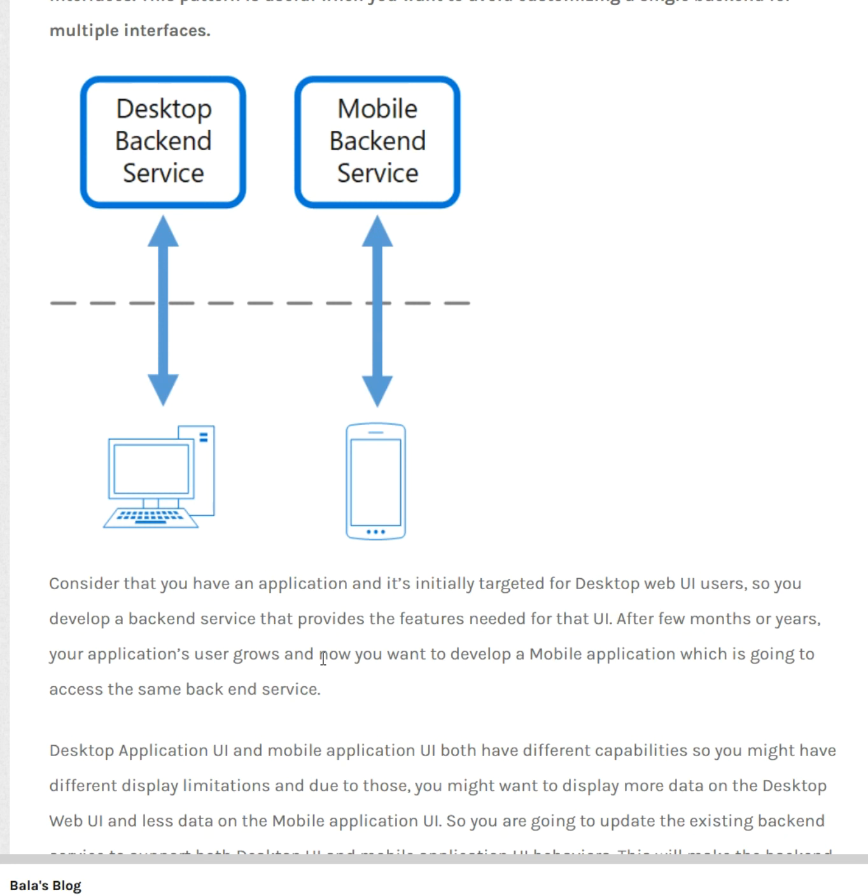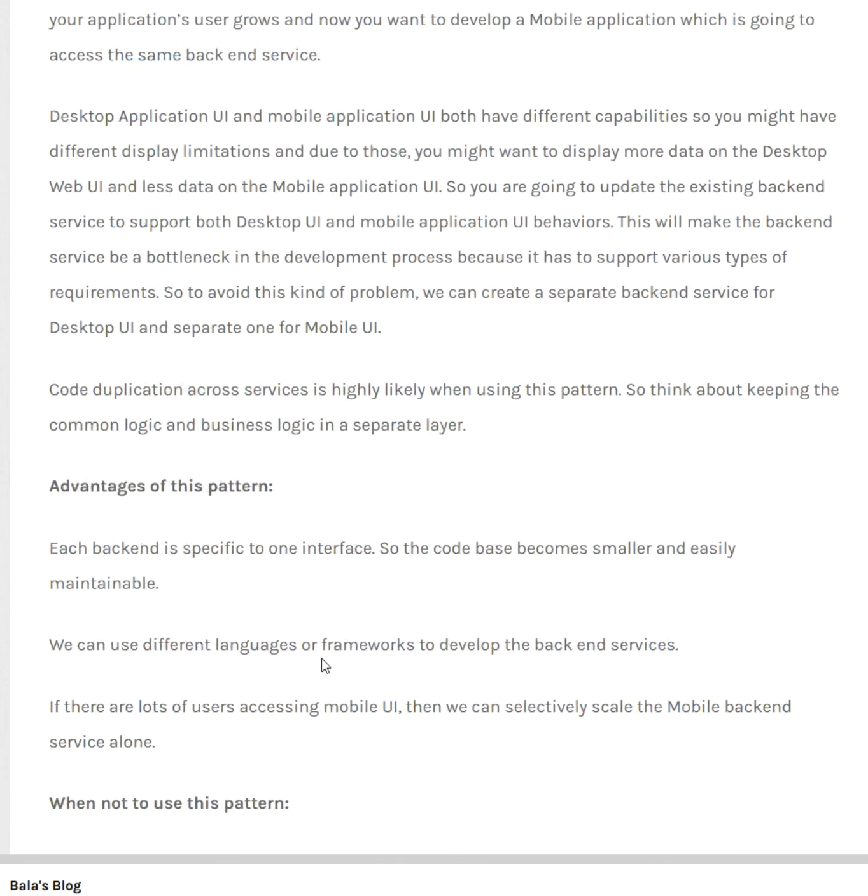So what happens if we create a separate backend for the desktop application user interface, and create separate backend services for the mobile application interface? Two separate backend teams can work on these features, so that development won't be impacted, and they can maintain a small code base and create only the services needed for the corresponding front end. If we do this, it will be easy to maintain, and it also has a lot of advantages. If a lot of users are accessing the mobile user interface, then we can selectively scale the mobile backend alone.